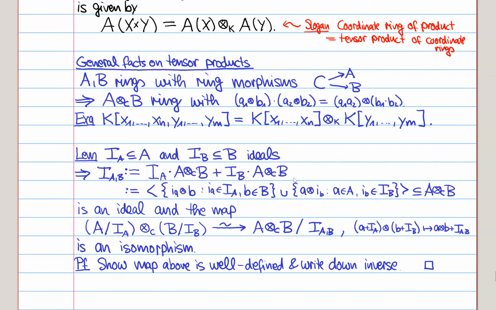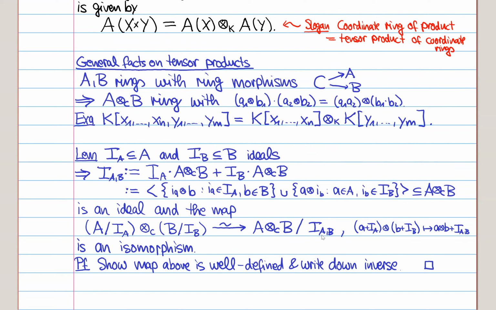Maybe you're already happy with this notation, but you can also define it as the ideal inside this ring, generated by two kinds of elements, namely i_A tensor b, where i_A is in the ideal I_A and b is an arbitrary element of B, and the union with a tensor i_B, the opposite way around, where a is an arbitrary element of A and i_B is in the ideal I_B. So by definition, it's an ideal generated by some elements in here, and so we're allowed to take the quotient. This will again be a ring.